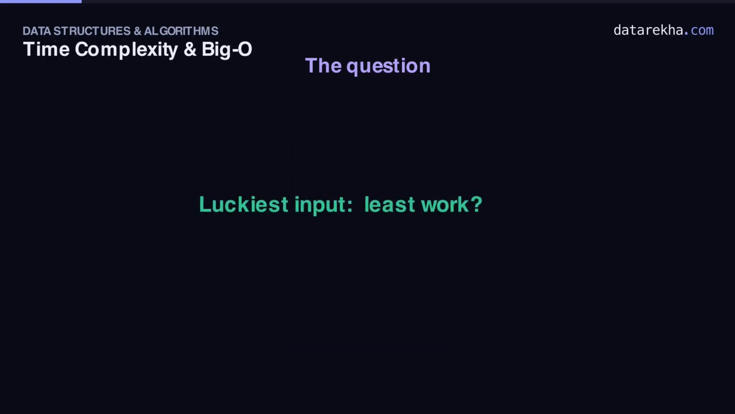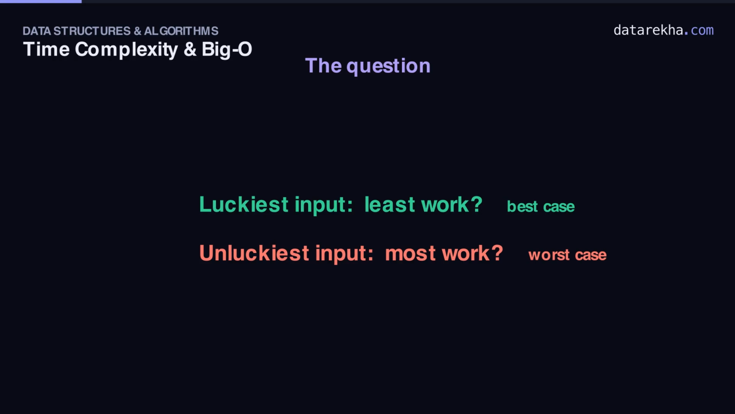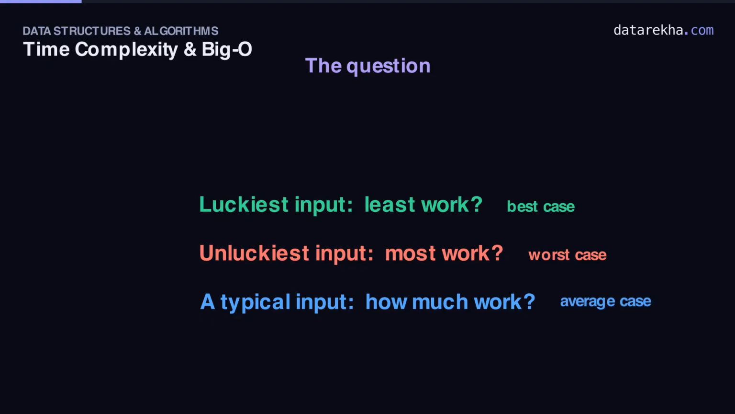In the luckiest situation, how little work can we get away with? That is the best case. In the unluckiest situation, how much work are we forced to do? That is the worst case. And on a typical day, how much work should we expect? That is the average case. And the language we use to answer all three is big O notation, a way to describe how the work grows as the input gets larger.